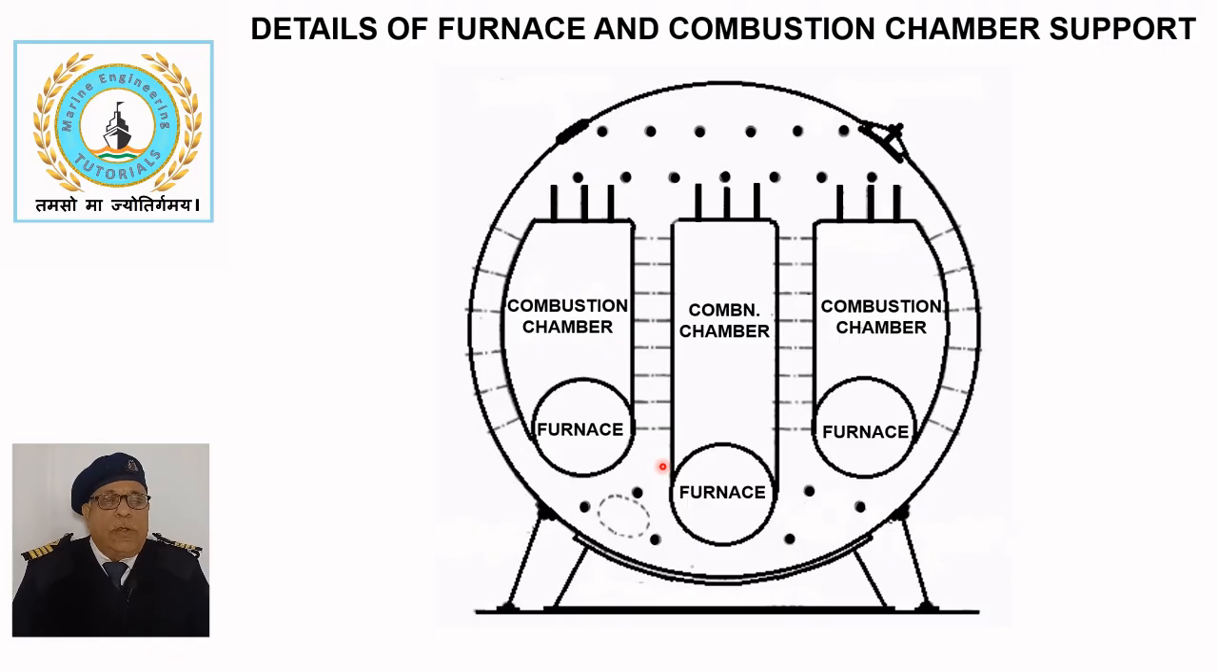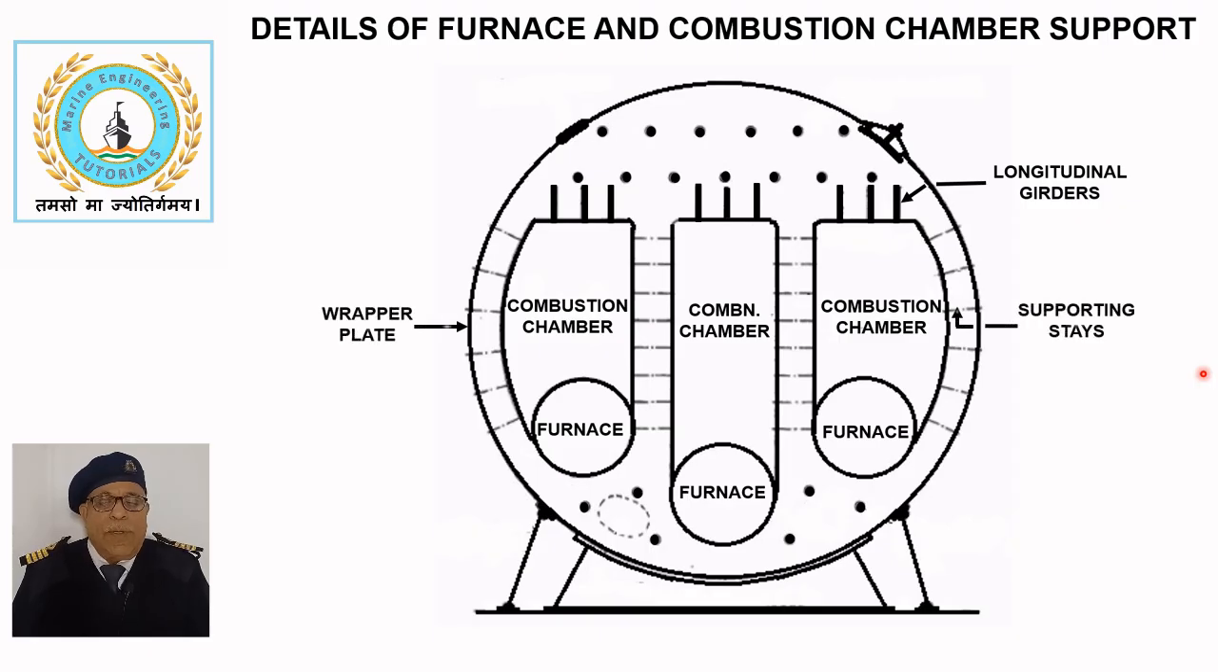This sketch shows the internal details of a large capacity boiler used on earlier steamships featuring a triple furnace with two pass design. The weight of the furnaces and combustion chamber is primarily supported by longitudinal girders attached to the end covers. The combustion chambers are additionally secured by supporting stays connected between the combustion chamber and the wrapper plates.